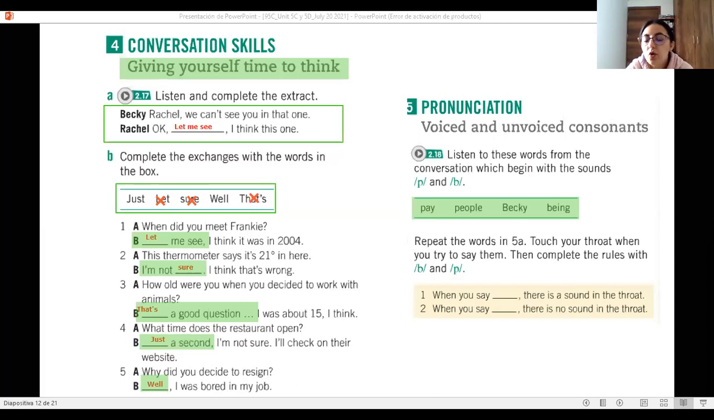Okay, guys, so can you tell me your answers? When you say, cuando nosotros decimos, ¿qué palabra? ¿Qué palabra será? P o B. Que hay un sonido como una vibración en la garganta. Which one do you think?